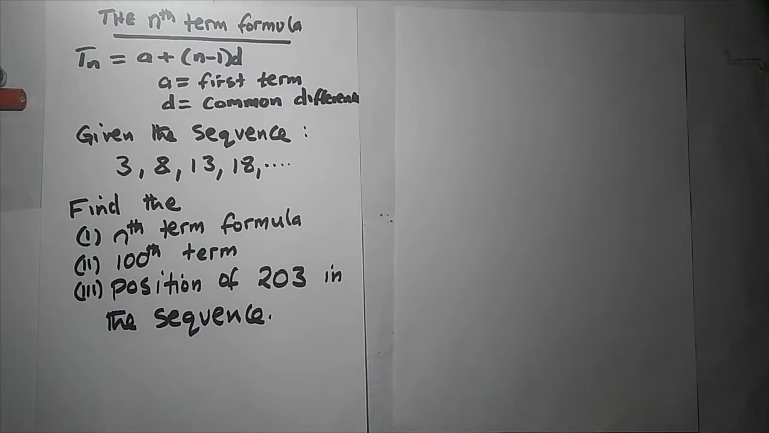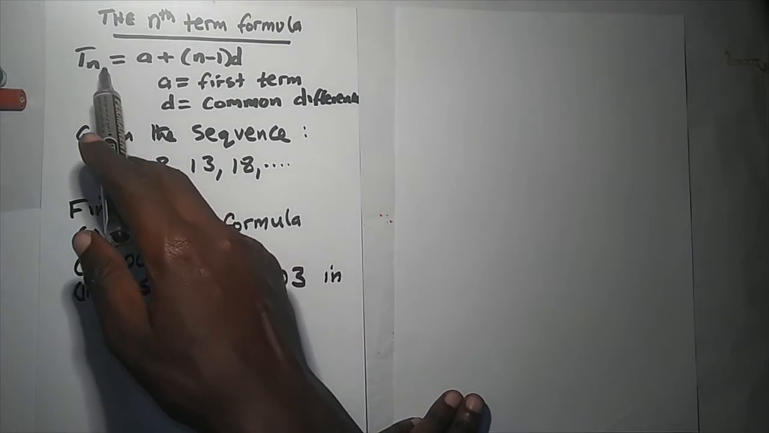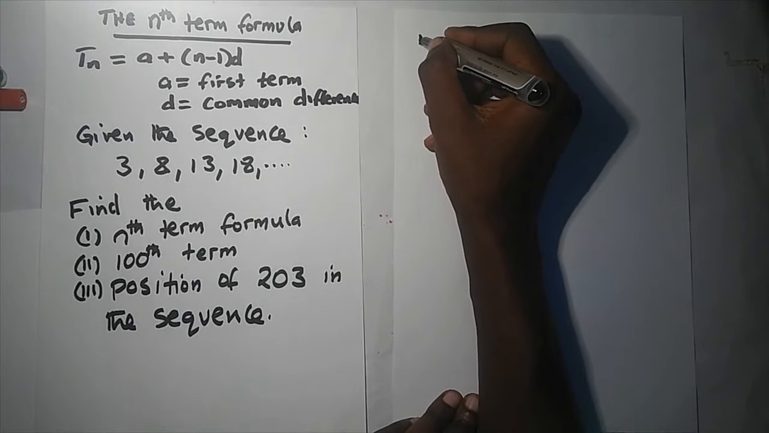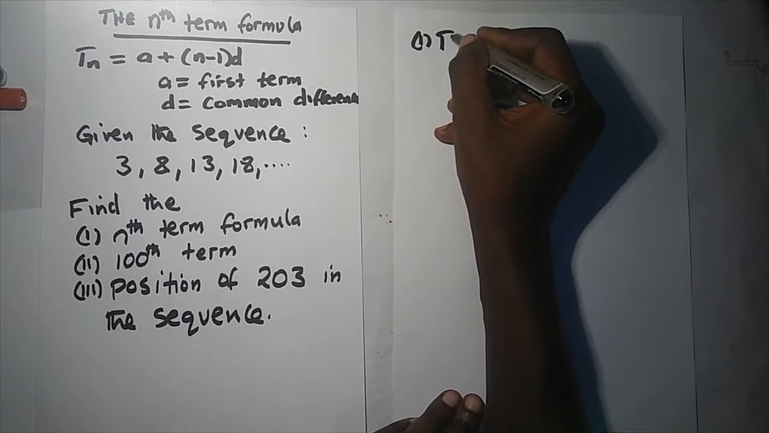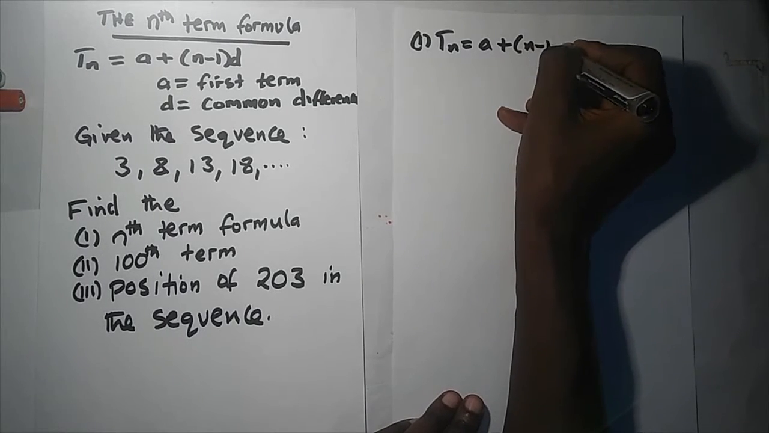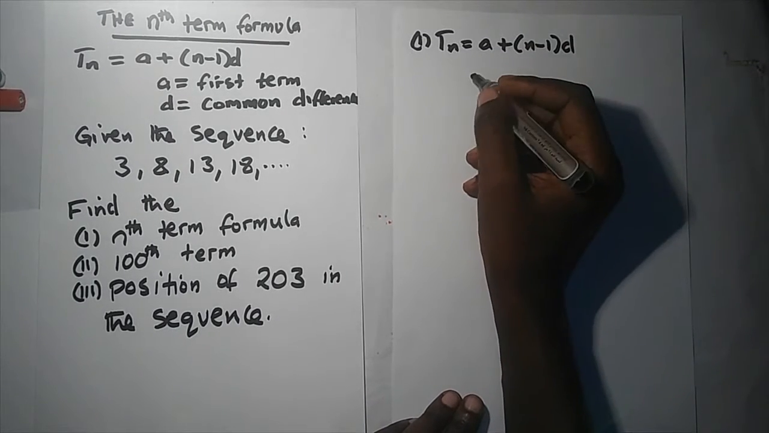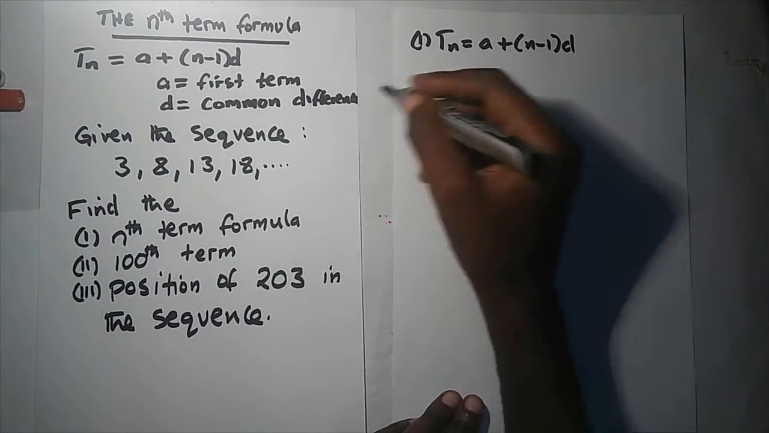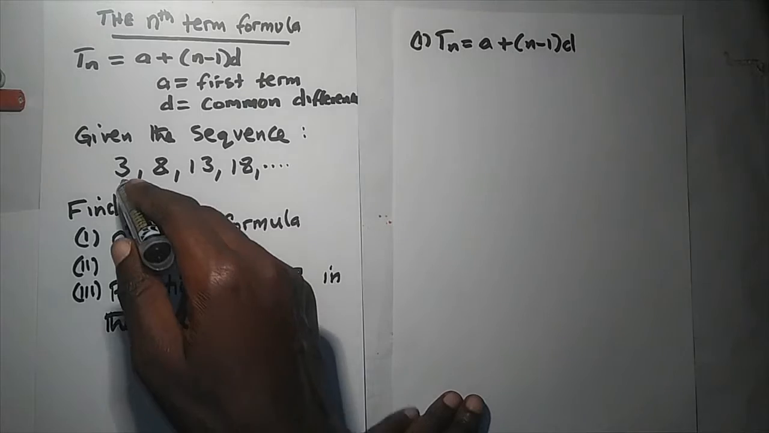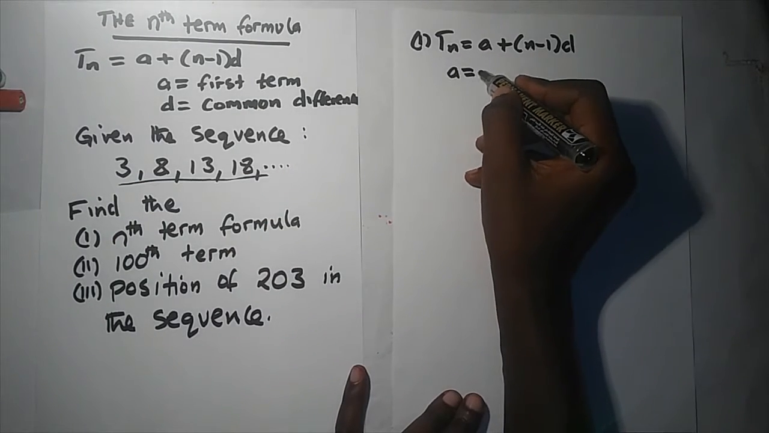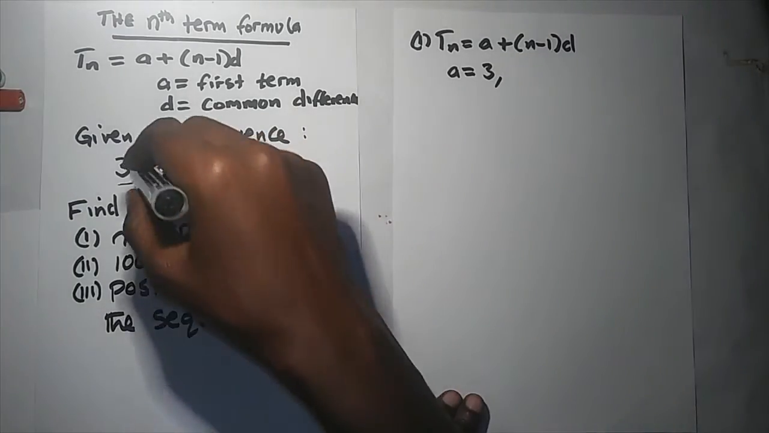To find the nth term formula of this sequence, we are going to apply the formula that we have. The first thing that we do is to write the formula: Tn = a + (n - 1)d. So we need to know what our a is and what our d is. In this question, given this sequence, our a is equal to 3. It's the first term in the sequence.